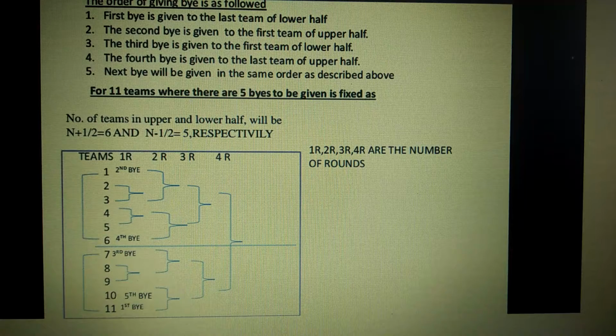For 11 teams, where there are 5 byes to be given, the number of teams in the upper and lower half is fixed. Teams 1, 2, 3, 4, 5, 6, 7, 8, 9, 10, 11. The rounds are R1, R2, R3, R4.